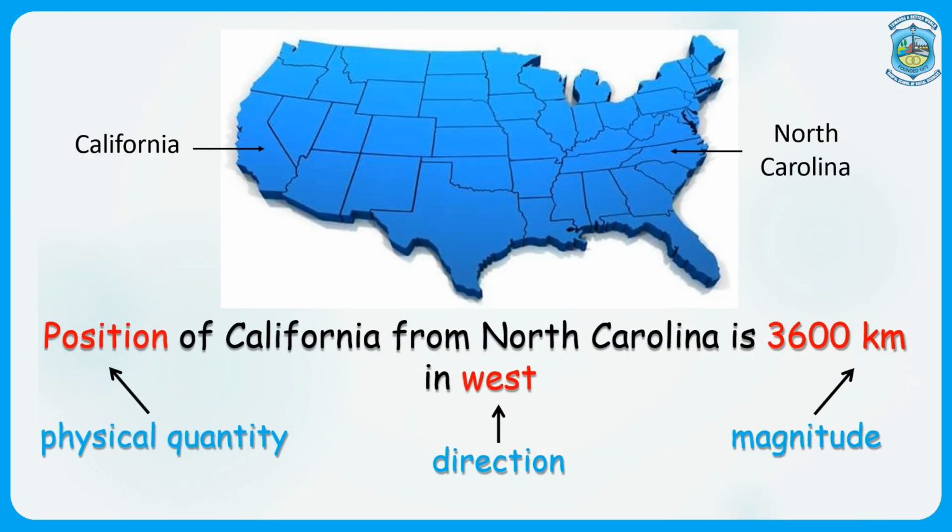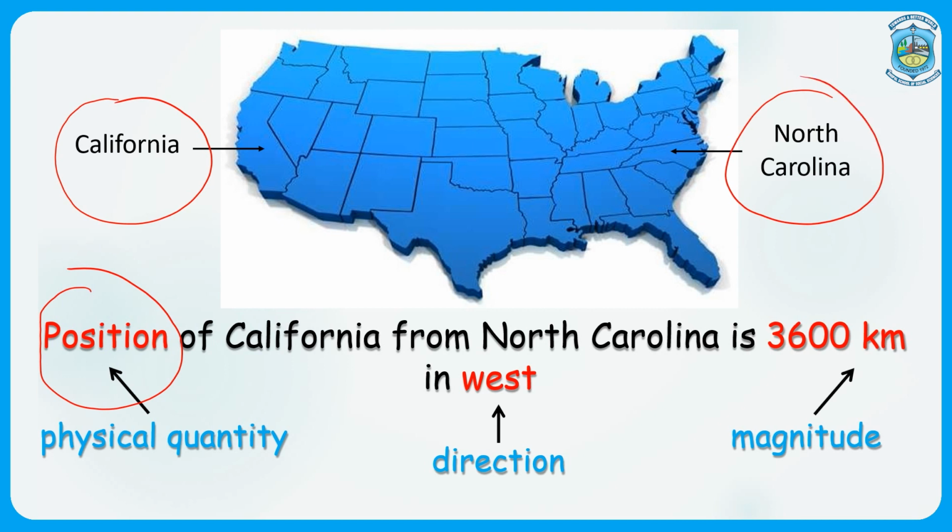Let me give you some examples, starting with position. The position of California from North Carolina is around 3600 kilometers in the west direction. So the direction is a must. If we take it in the east, this position will change. We will not find California, we will find some other country there. So the direction is a must.